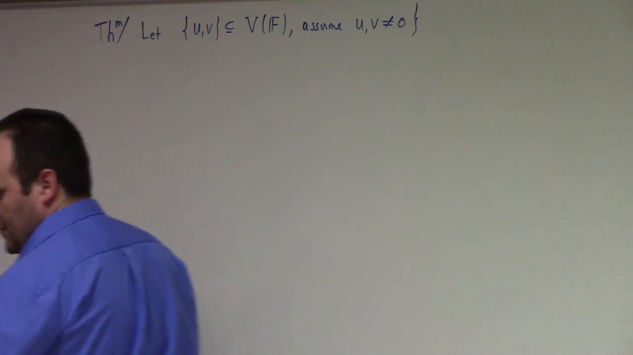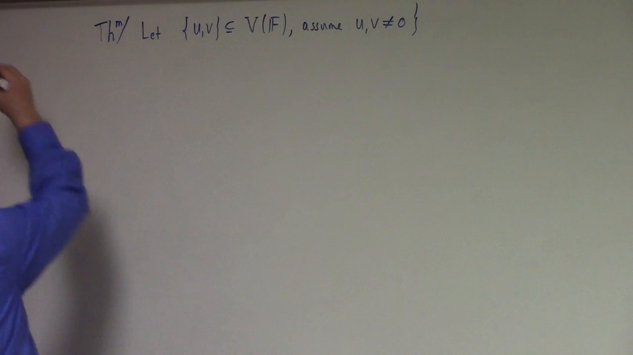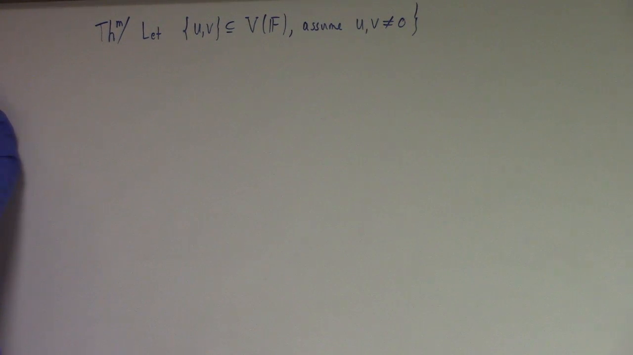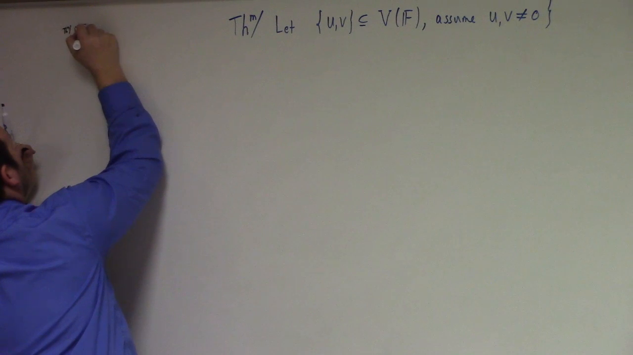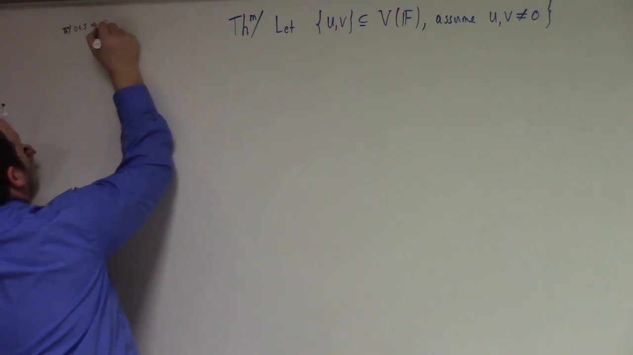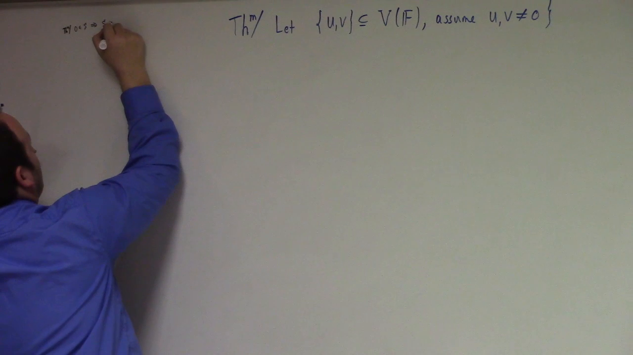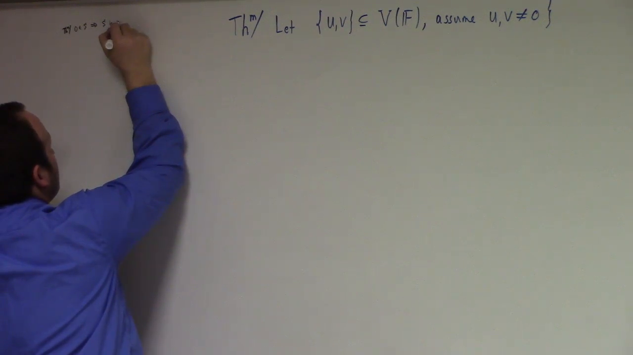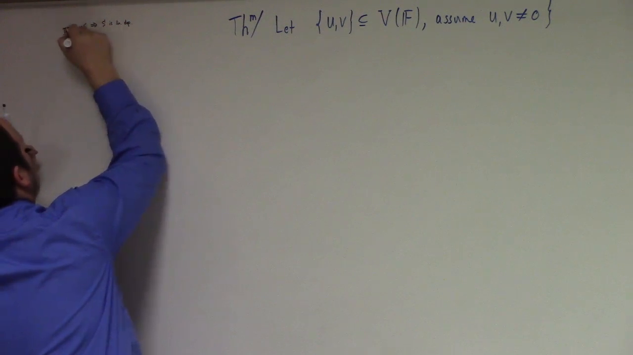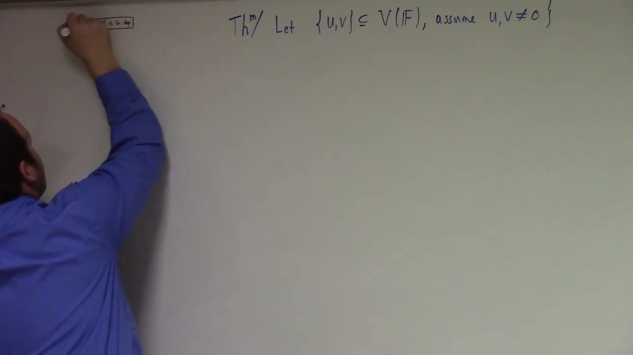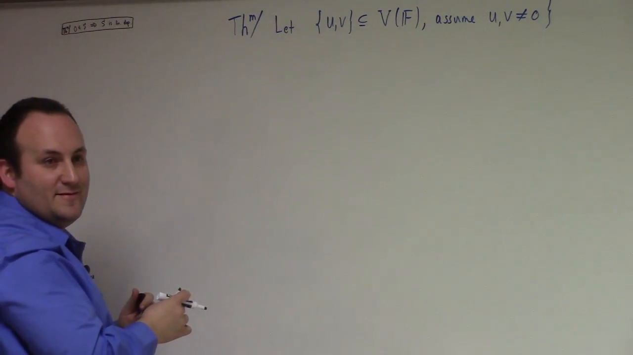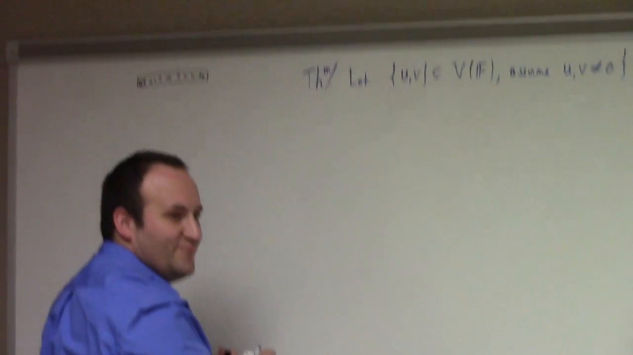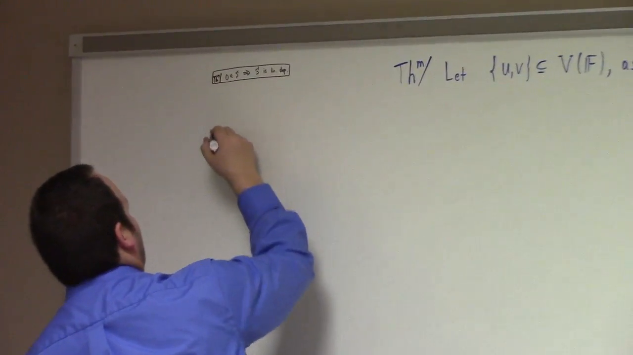I guess I could prove an even smaller theorem before this one, right? So that's that if 0 is an element of a set S, that implies that S is linearly dependent. It's a very little theorem, as you can see.